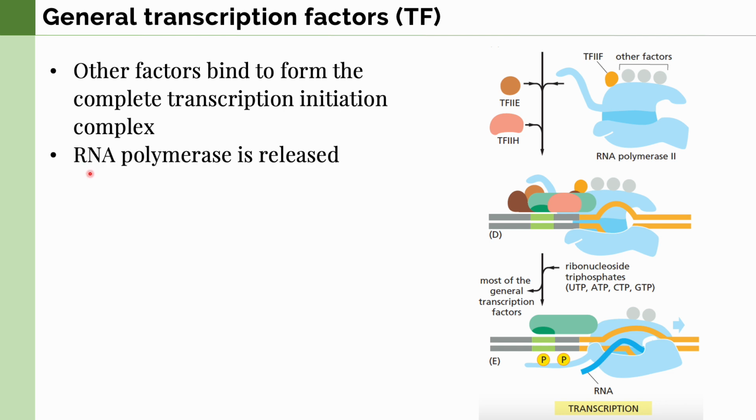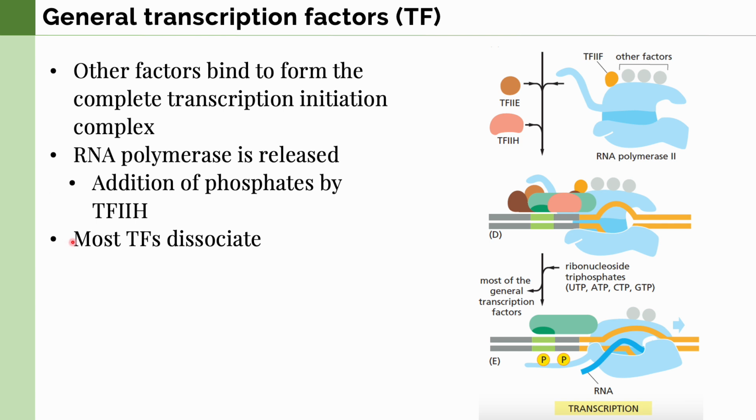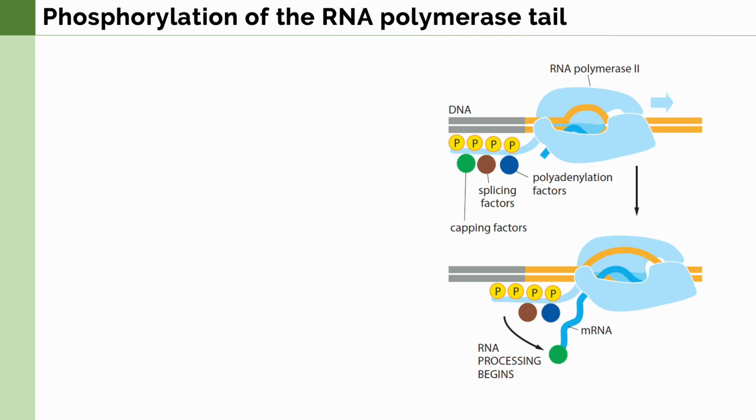Once together, RNA polymerase is released onto the gene via the addition of phosphates by TF2H. Once this happens, most of the TFs, or transcription factors, dissociate and the transcription can begin. Looking in closer detail at the phosphorylation of RNA polymerase, we can see that this phosphorylation actually happens on the RNA polymerase tail, as we can see in this figure.